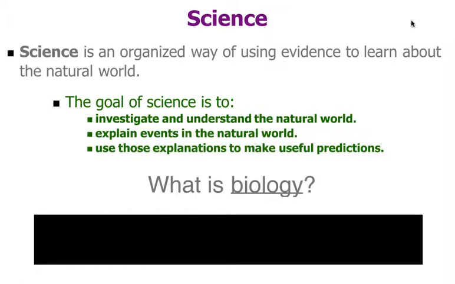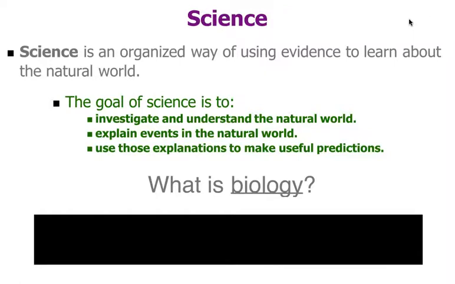To start, we need to talk about what science is. Science is an organized way of using evidence to learn about the natural world. We would use the scientific method to gather evidence, do experiments, and learn about the things around us that we're interested in, knowing how they work and why they're there. The goal of science is to investigate and understand the things around us, and that's going to help us in explaining things and also using those explanations to make predictions.